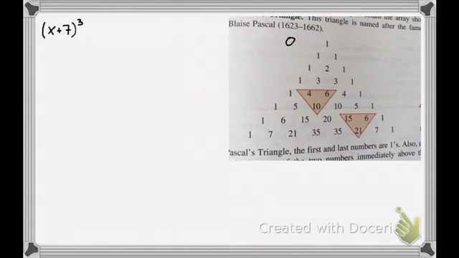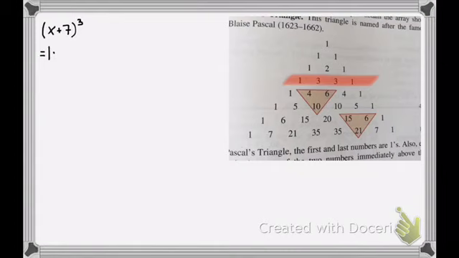So let me just get rid of all those again. We're going to focus on row 3 because we're raising something to the third power, and so that would be the row that is a 1, a 3, a 3, and a 1. That tells us the coefficients when we multiply this whole thing out. So we start out with the 1 from Pascal's triangle, and then here's how we get everything else.